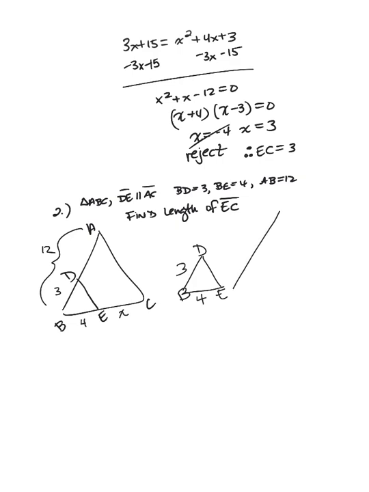A, C, B. So BC is 4 plus X. Okay, but we're looking for X. This is 12. Make your proportion. 3 over 12 is 4 over 4 plus X. You just have to make sure you answer the correct question. I see kids answering the wrong questions all the time.